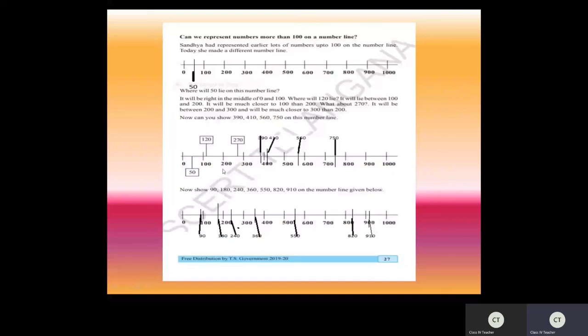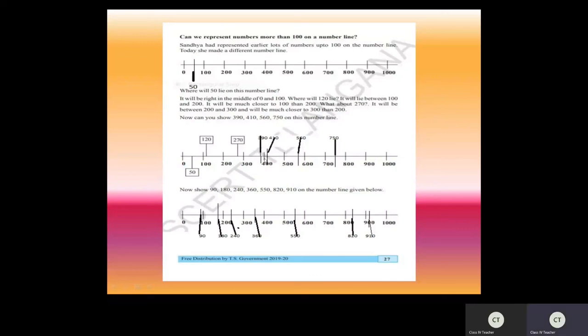But if you go on from 270 to 300, only 2 lines are there in between. The third line is 300. So that is why, where 270 lies in between, the nearest round off will be 300. Where the gap is less, or where the distance is less, that will become the nearest.